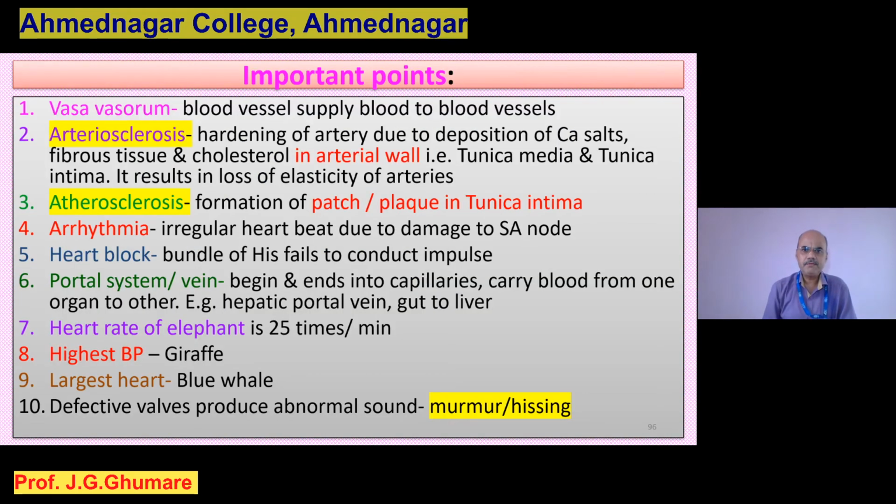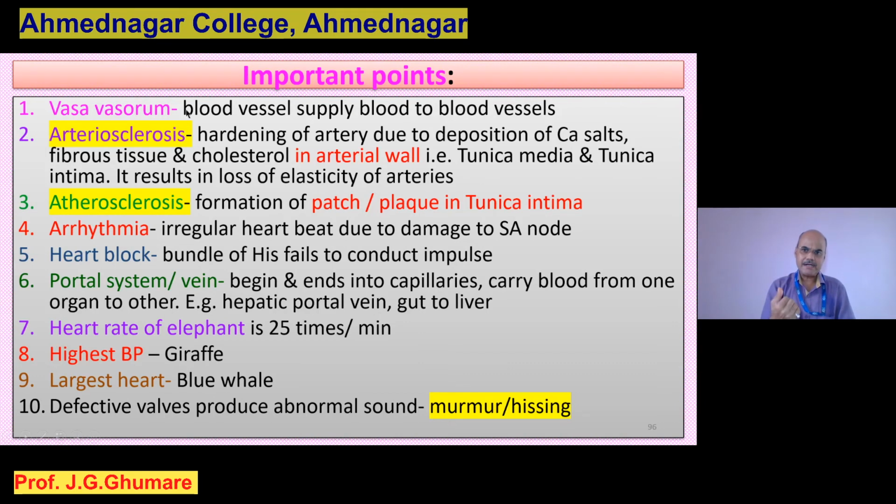We'll conclude the chapter with some important notes, a few things which are lagging here and there that I'm summarizing here. The first one is the blood vessel that supplies blood to the blood vessels themselves. See, it's a tongue twister: the blood vessel which will supply blood to the blood vessel itself. This is called the vasa vasorum, remember.